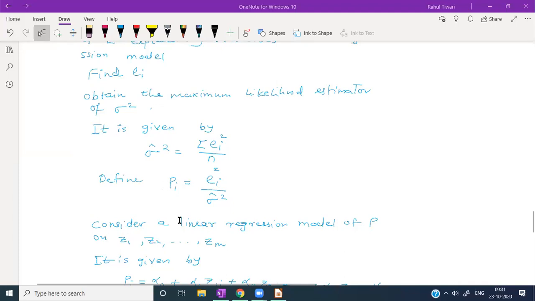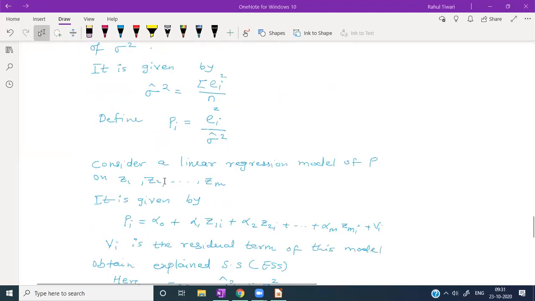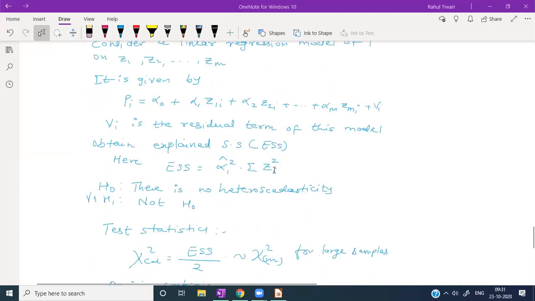And once you get p_i, I think you are already assuming z_i is equal to x_i. तो z_i is equal to x_i मतलब क्या हो गया? Sum of z_i is nothing but sum of x_i. Are you getting the point?